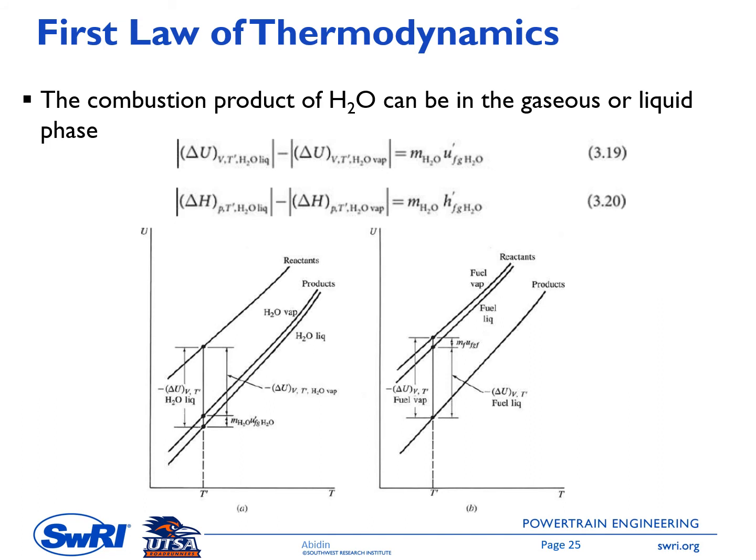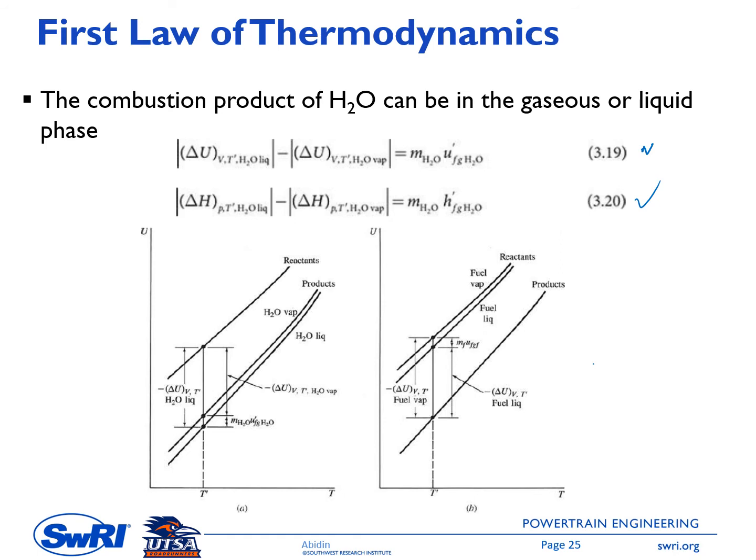The combustion product H2O can be in the gaseous or liquid phase, and the difference in delta U between H2O in the gaseous phase and H2O in the liquid phase equals the heat of evaporation of water. So we have equation 3.19 when we analyze this difference in delta U, or equation 3.20 when we analyze the difference in enthalpy.